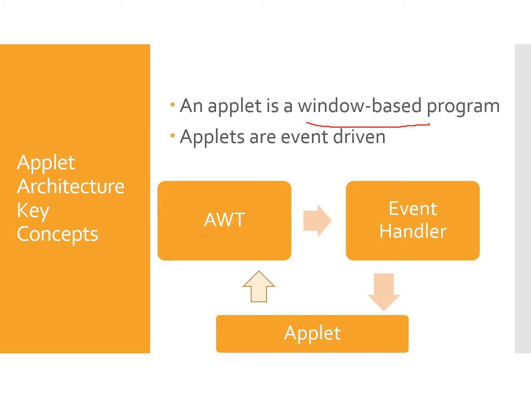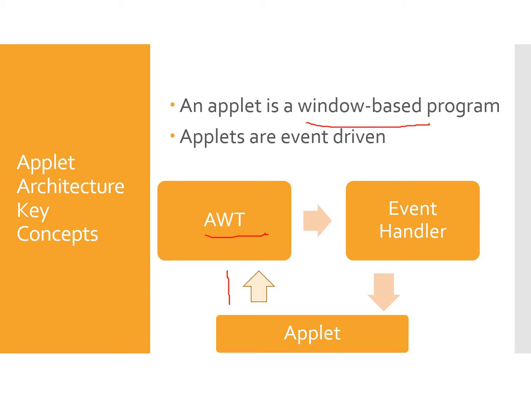AWT notifies about an event by calling an event handler that has been provided by the applet. Once this happens, the applet must take appropriate action. So based on the event, it is conveyed to event handler, which is provided by an applet. Applet takes action based on that event and it returns the control to AWT. This is a crucial point.